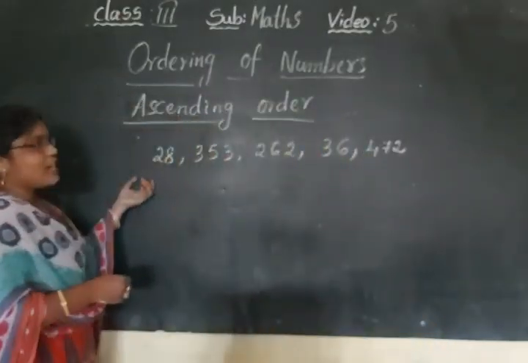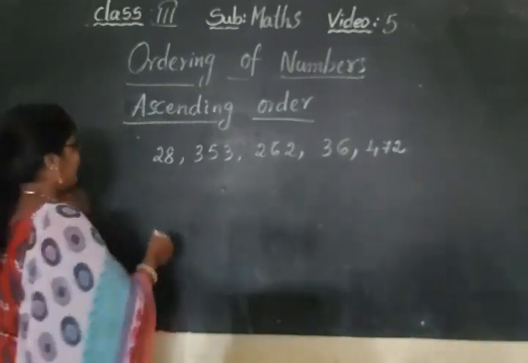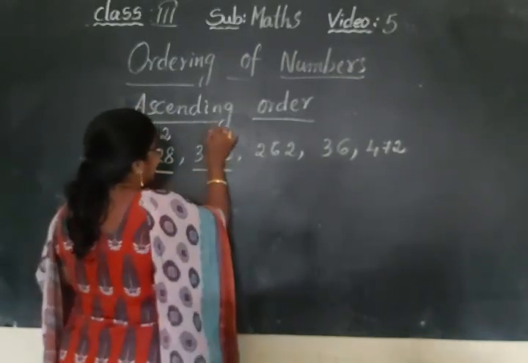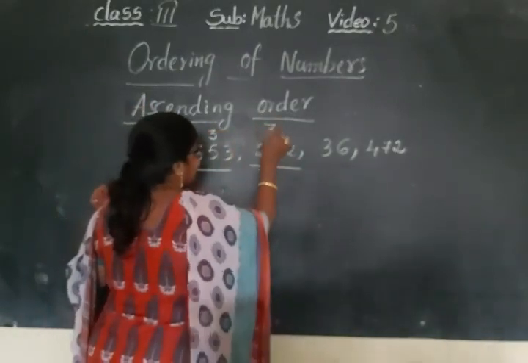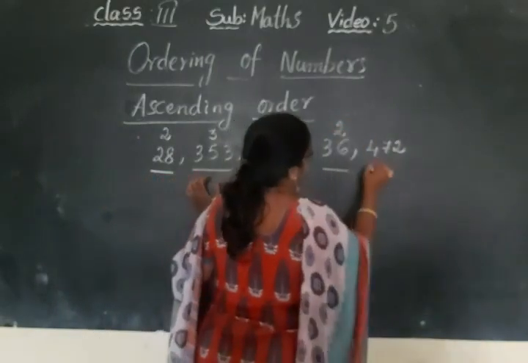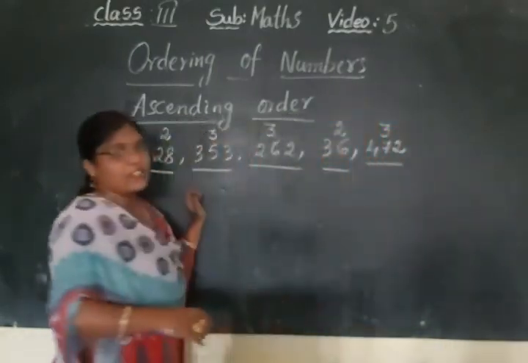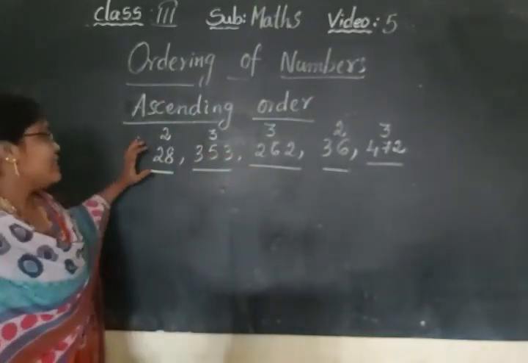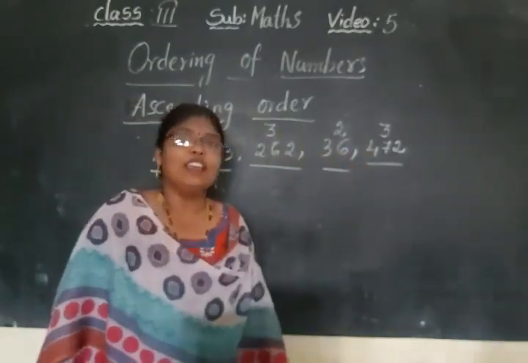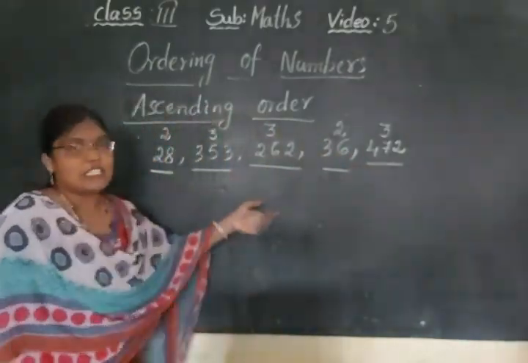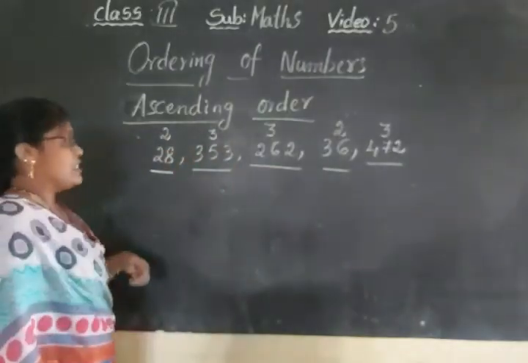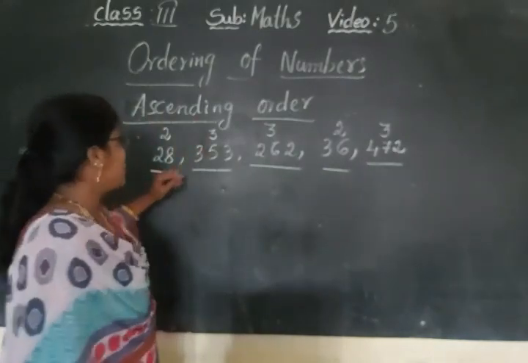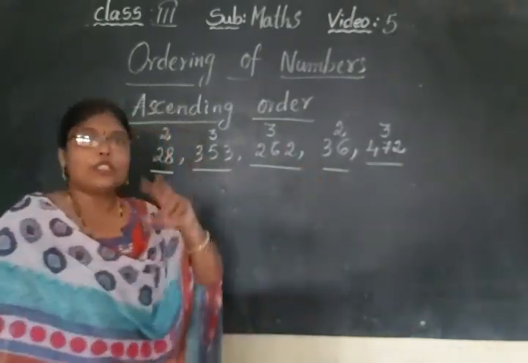So, first count the number of digits. We know what digits are, right? So, here this number has 2 digits in it, and it has 3, and it also has 3 digits, 2 digits again, and 3 digits. So, here what are the numbers with fewer digits? Yes, 28 and 36. So here we have two numbers with 2 digits. So what will come first? Our first rule is finished. We have found 2 numbers with 2 digits.